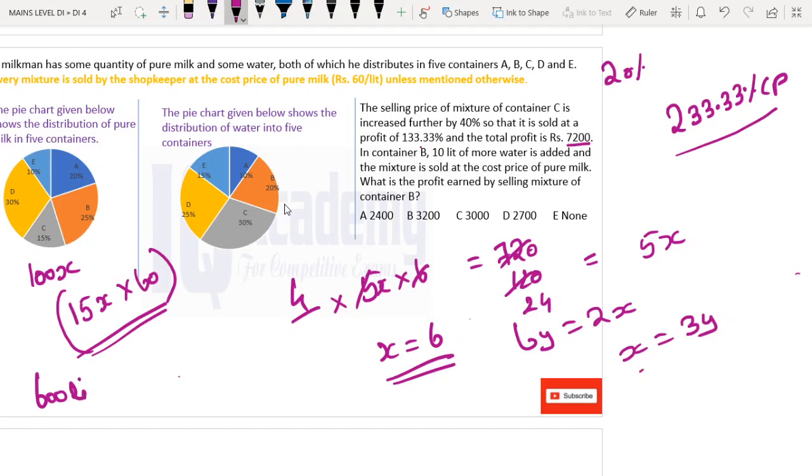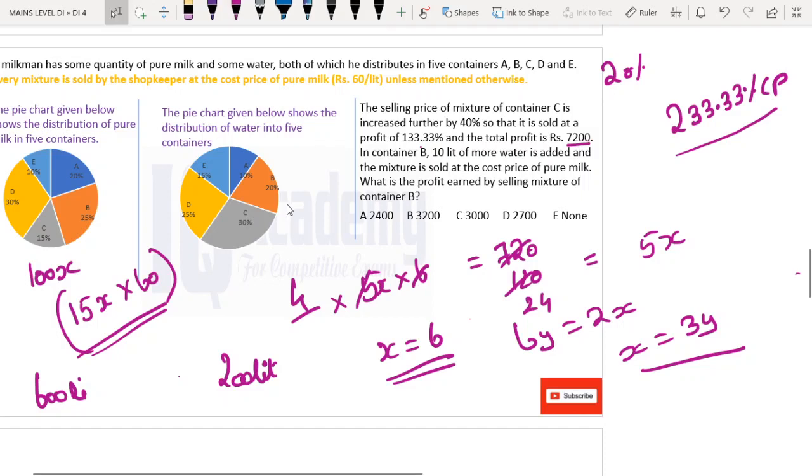And we know the relationship between x and y, so the total quantity of water will be 200 liters. Now the question is, in container B, 10 liters more water is added. Already we have some water in container B, and if we add 10 more liters of water to it, what is the profit earned by selling the mixture of container B?